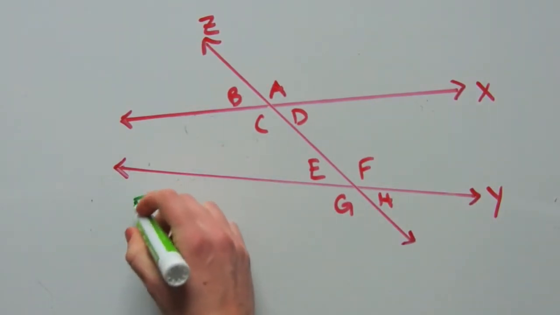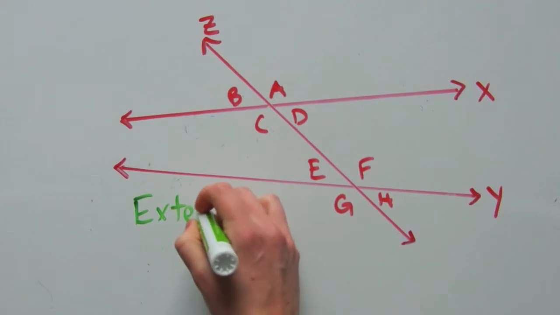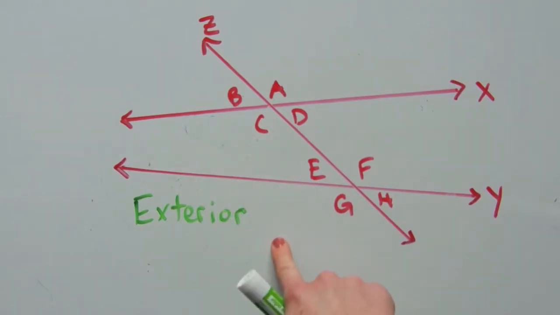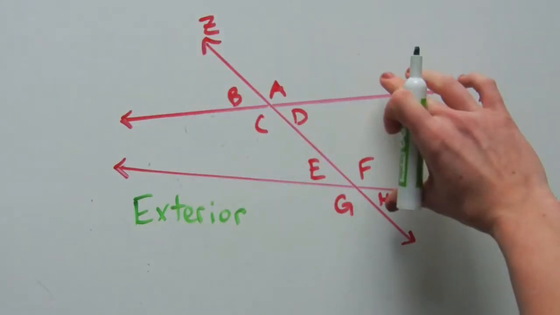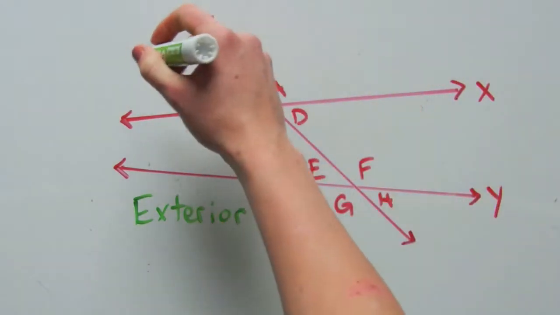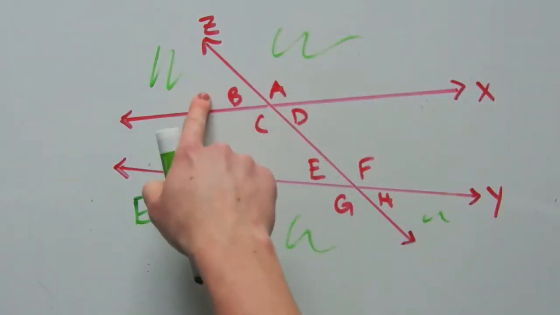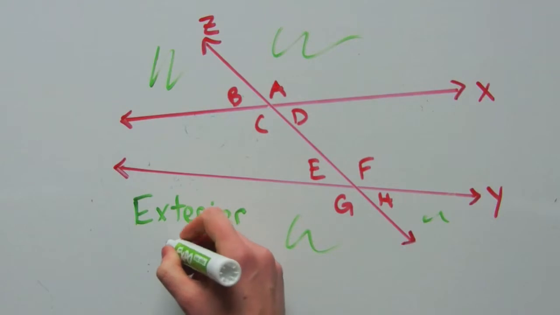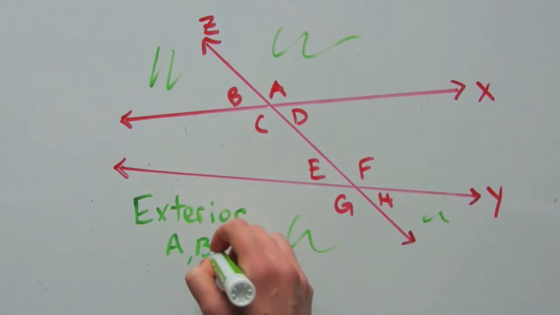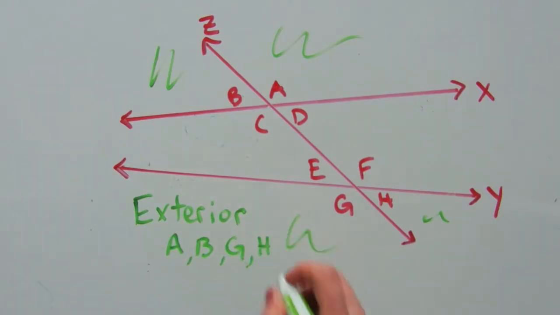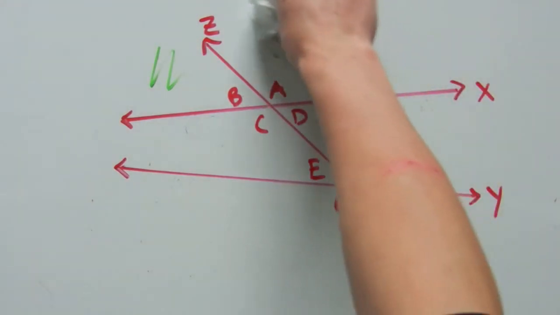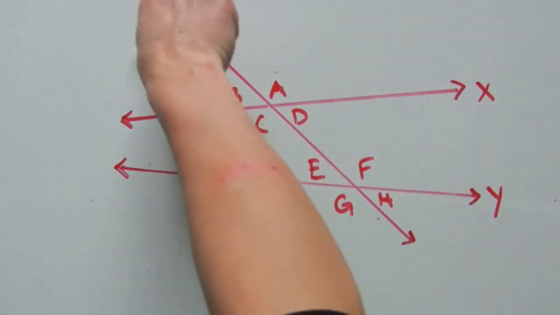Now we have exterior angles. Exterior angles are the opposite of interior angles, so they're going to be in the space outside of the two lines. That's going to be A, B, G, and H. So far we have interior and exterior. Now let's get more specific with those interior and exterior angles.